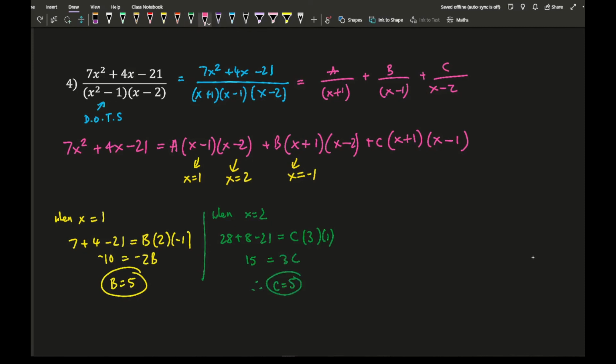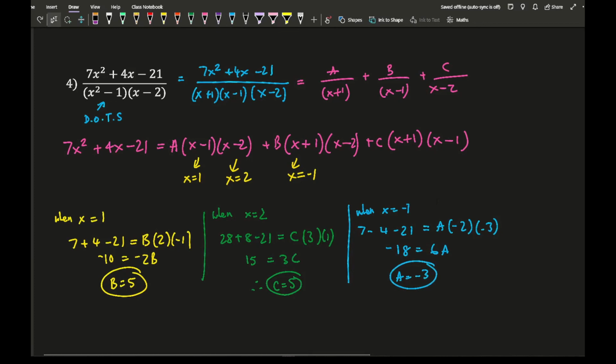And then finally, for the next one, when x is minus 1, what I end up with is 7 minus 4 minus 21 equals a, which I keep, which is minus 2 times minus 3, which is minus 18 equals 6a, so a equals minus 3.